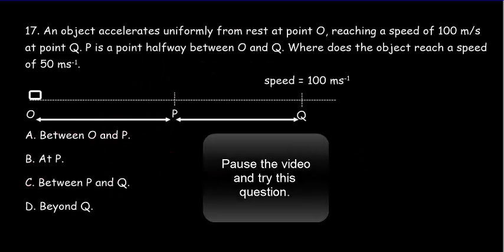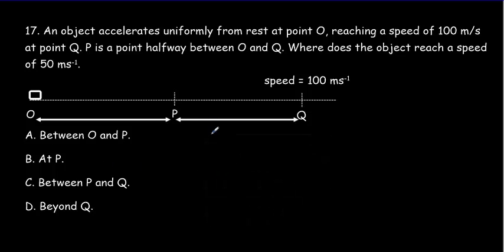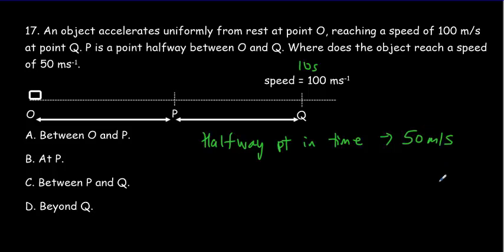Question 17. Pause the video, try the question, come back for the answer. What's important in this question is the halfway point in time. So if, say, it took 10 seconds to reach 100 meters per second, the halfway point in time would be 5 seconds. And at 5 seconds, because it's got a constant acceleration, it's always gaining the same amount of speed every second. At the halfway point in time, you'd have to have a speed of 50 meters per second.